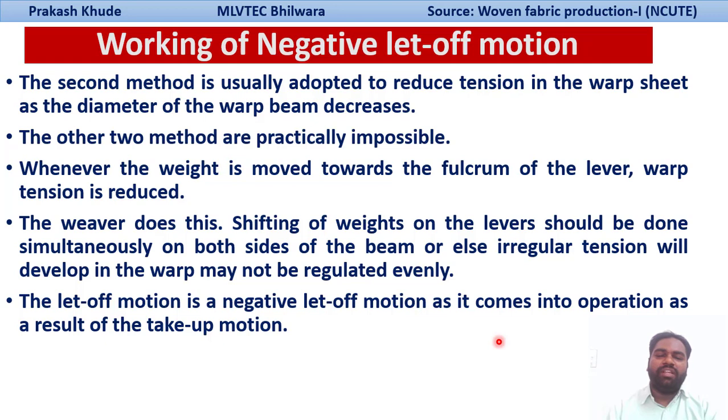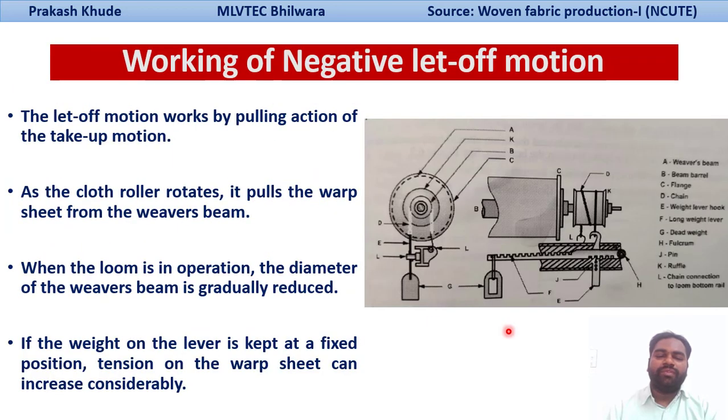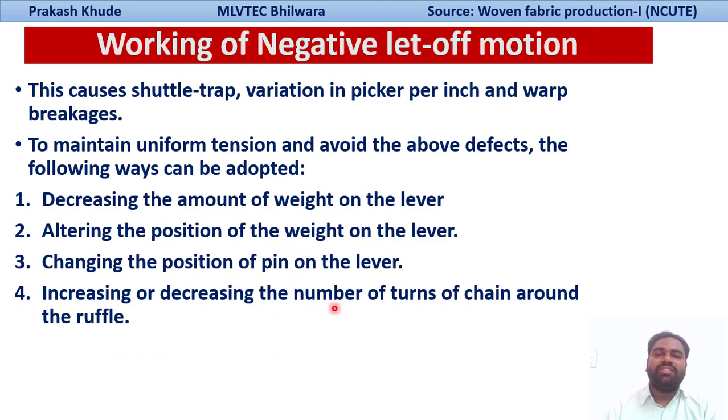So that means the first thing we need to do is decrease the amount of weight as soon as the beam is exhausted and the diameter has reduced. Second, we need to change the position of the weight on this lever. Third, we can change the position of the pin of the hook on this lever. And fourth, we need to increase or decrease the number of chains around the ratchet.